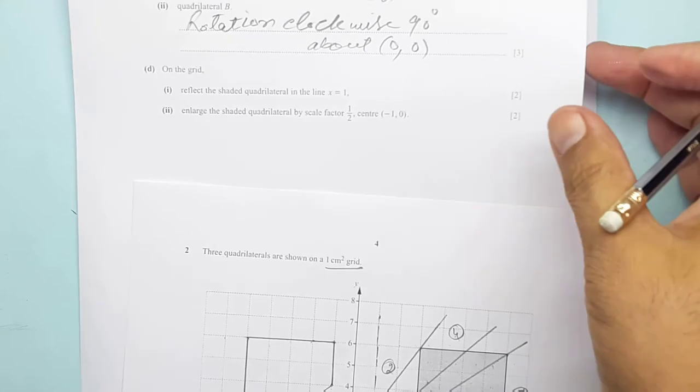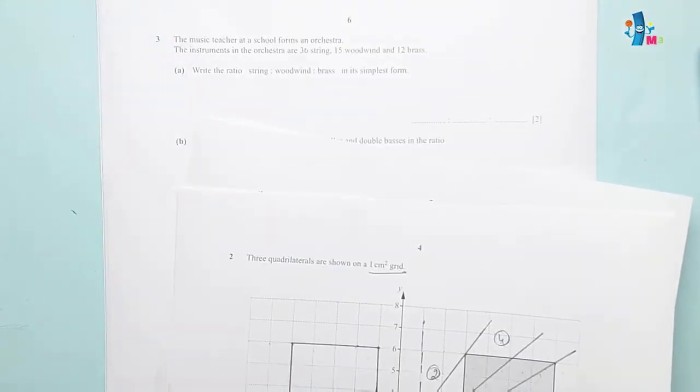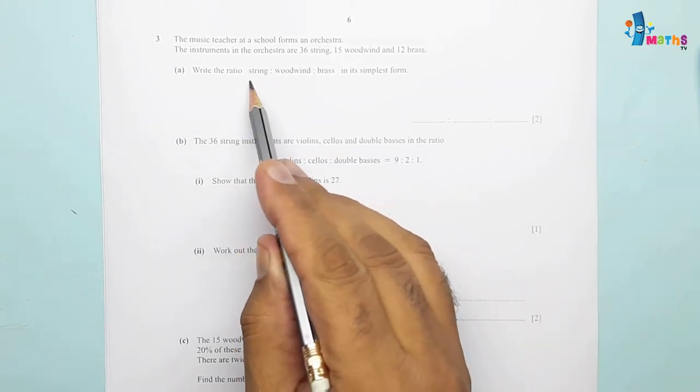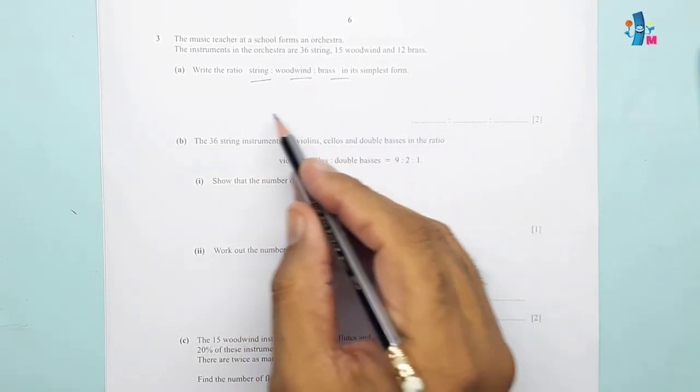This question is done. Now question number 3. The music teacher at a school forms an orchestra. The instruments in the orchestra are 36 strings, 15 woodwind and 12 brass.